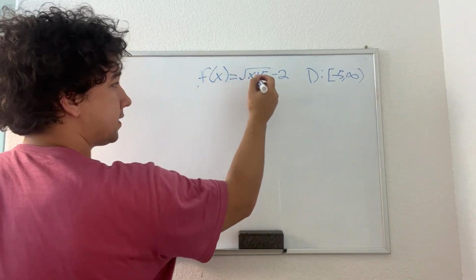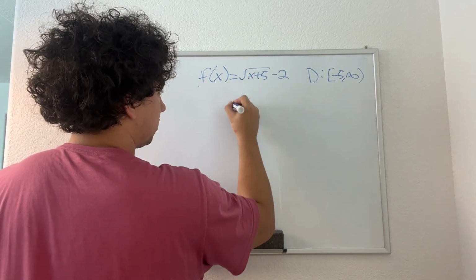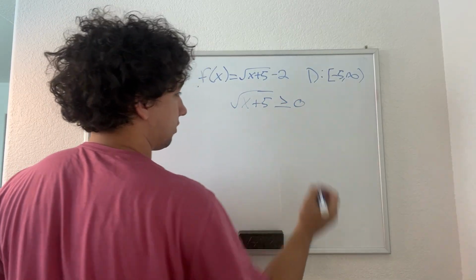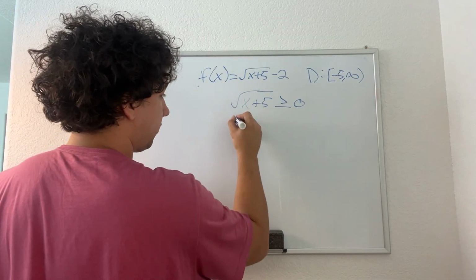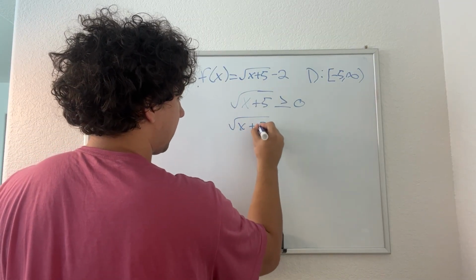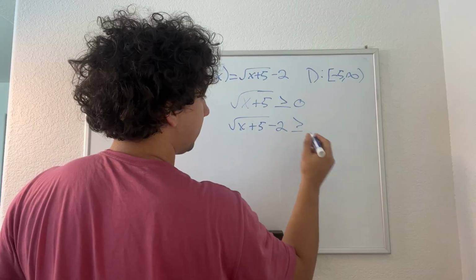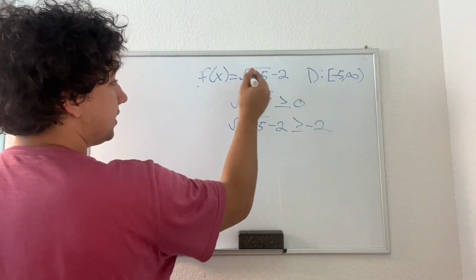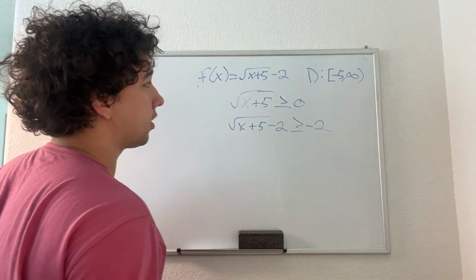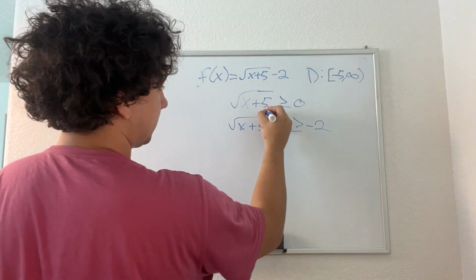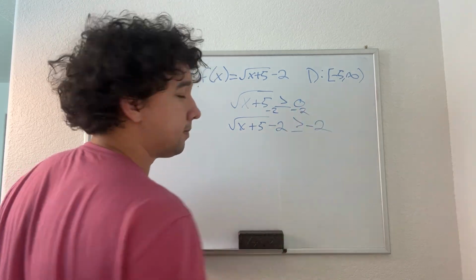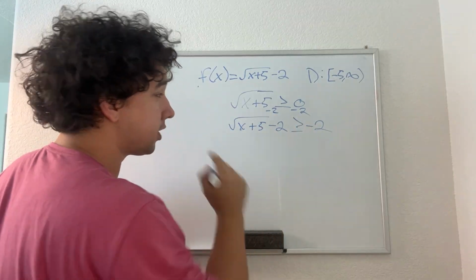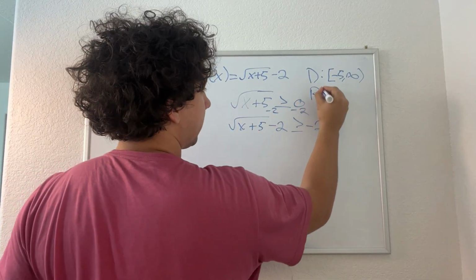If I know that x plus 5 cannot be less than 0, then the square root of x plus 5 must be greater than or equal to 0. In that case, the whole function, the square root of x plus 5 minus 2, must then be greater than or equal to -2, because that's the whole thing. As long as the square root has to be greater than or equal to 0, if I subtract 2, I'm essentially subtracting 2 from both sides to keep it balanced. That's what my range has to be: greater than or equal to -2. So that will be my range.